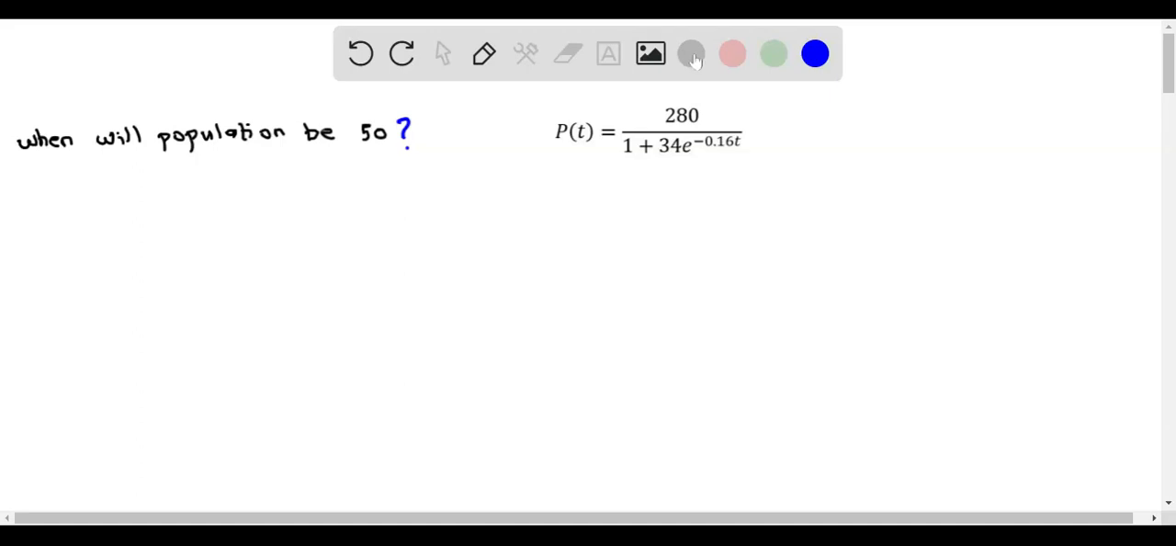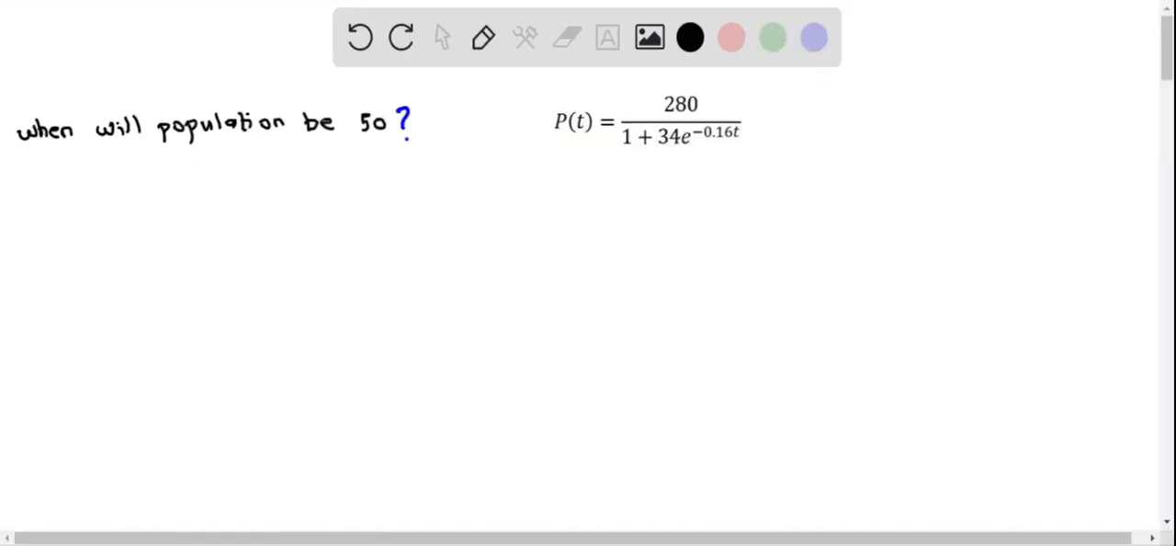We are given this logistic growth model of population of a certain species after some time t, and this is given as p of t equals 280 over 1 plus 34 e raised to the power of negative 0.16 t. And we have to answer this question: when will the population become 50?